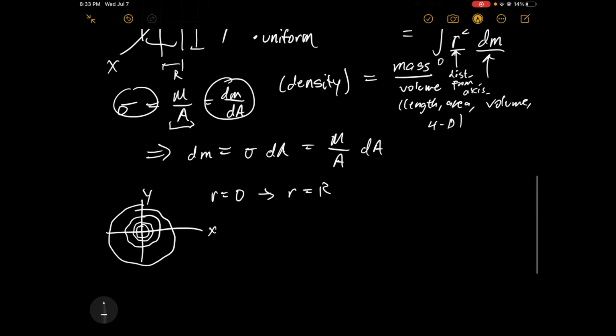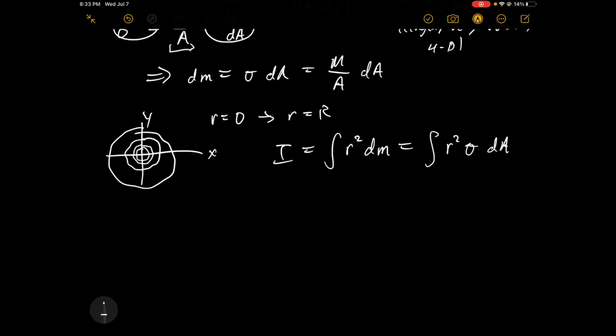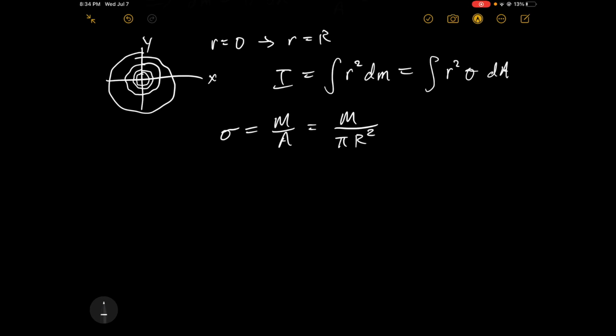Cool. And so first, let's fix this. Let's rewrite the I as the integral of r squared dm, and change this to the integral of r squared sigma dA, as I showed you above. And of course, we know that sigma is equal to mass divided by area, and the area of this circle, because we're at the cross section here, is pi r squared. Then what we need to do is figure out how to rewrite this.